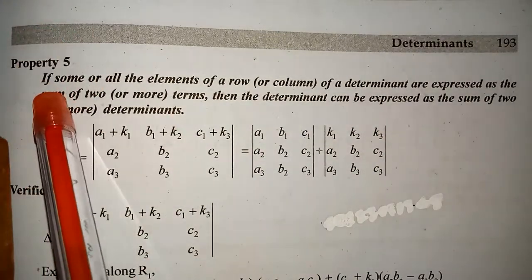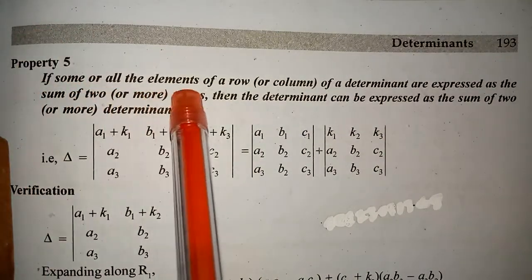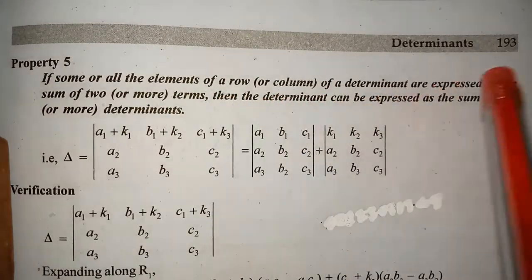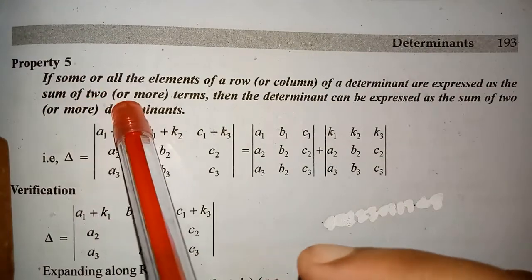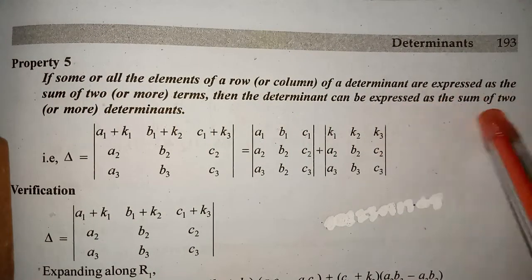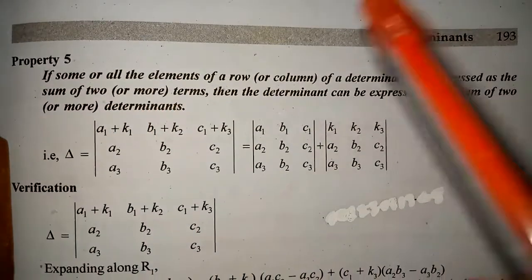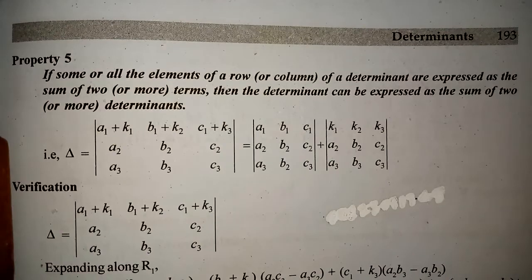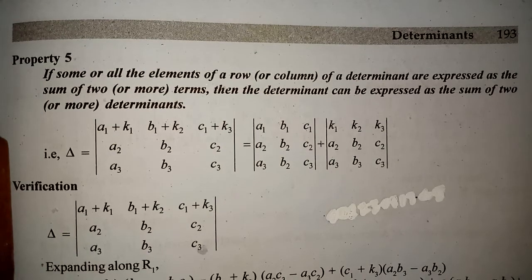Let me read it. If some or all the elements of a row or a column of a determinant are expressed as the sum of two or more terms, then the determinant can be expressed as the sum of two or more determinants. Alright, so children, whatever results or theorems or properties we have studied for row operations, it will work for column operations also.